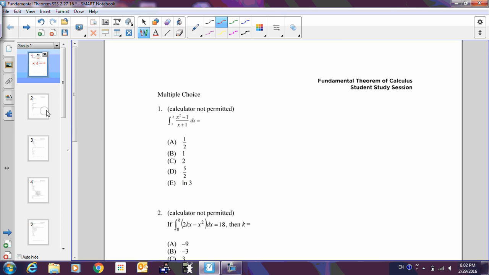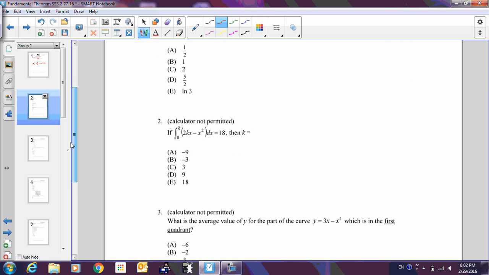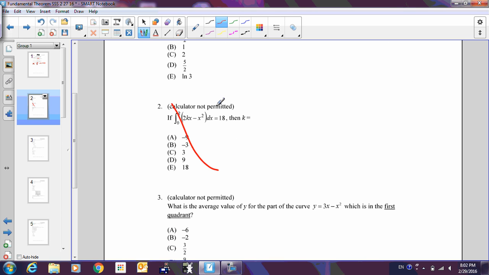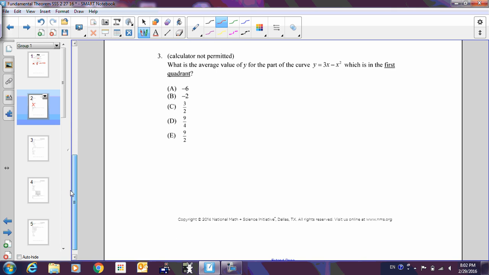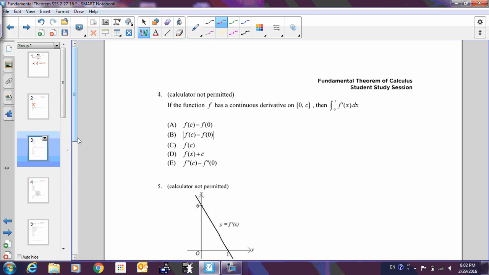Okay, let's get into some examples. So you're going to do number 1 on your own. It's just a basic integration problem. I'm going to let you skip 2. That's on another packet. You're going to do 3 on your own, and then we're going to do 4, 5, and 6 together.